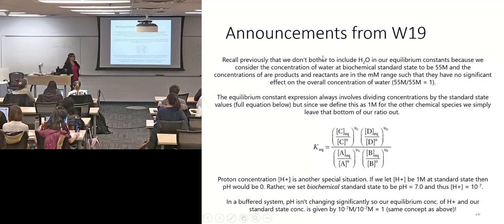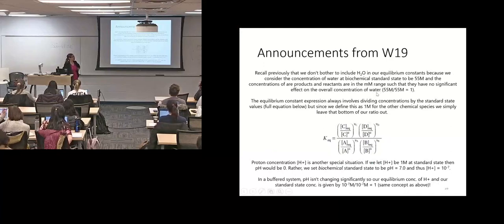This is important to recall. We do not include the concentration of water in setting up our equilibrium constants or reaction quotients because we let the biochemical standard state concentration of water be 55 molar. What we're saying is that millimolar concentrations of other stuff changing are not affecting the overall concentration of water significantly. It's 55 molar the whole time it's participating in the reaction, and the standard state is 55 molar, so it drops out. 55 over 55 is 1.